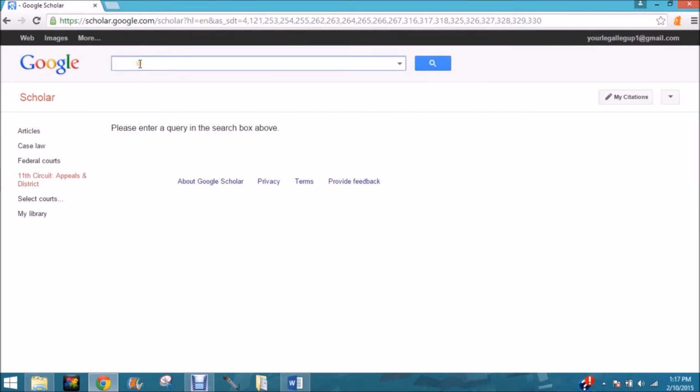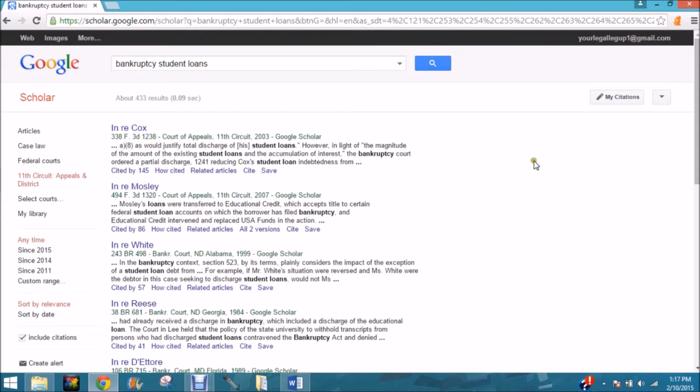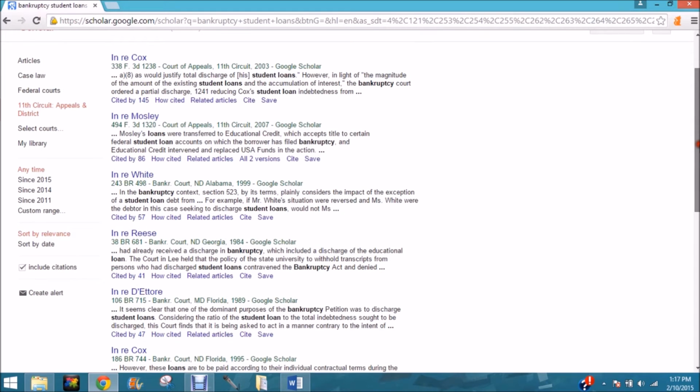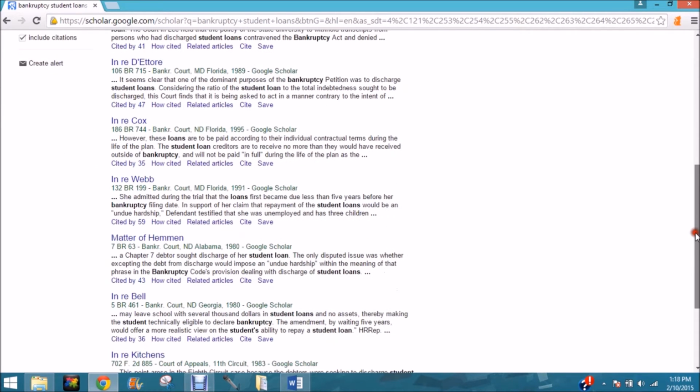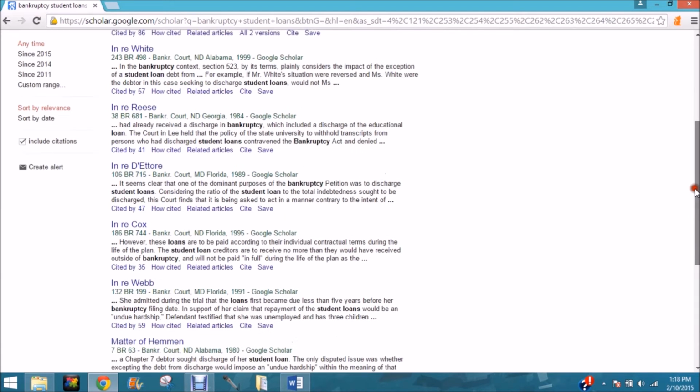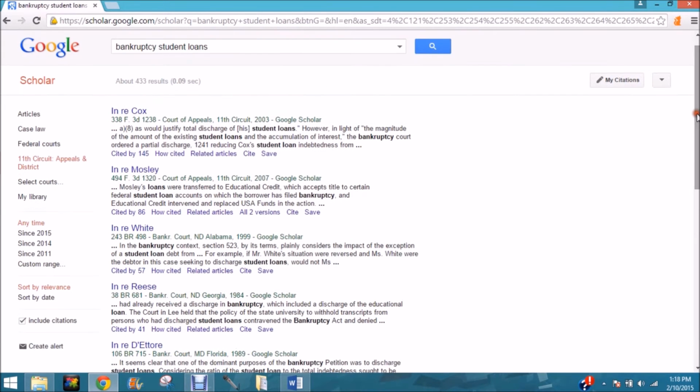Okay, and now we're going to say bankruptcy and student loans. We don't have to say "and." Student loans. And now this should find cases only in the 11th Circuit when we click on the little search thing. And it does, okay? So now what we're going to do very quickly is look. Okay, so let's take a look at In re Cox. That's just the first one up.